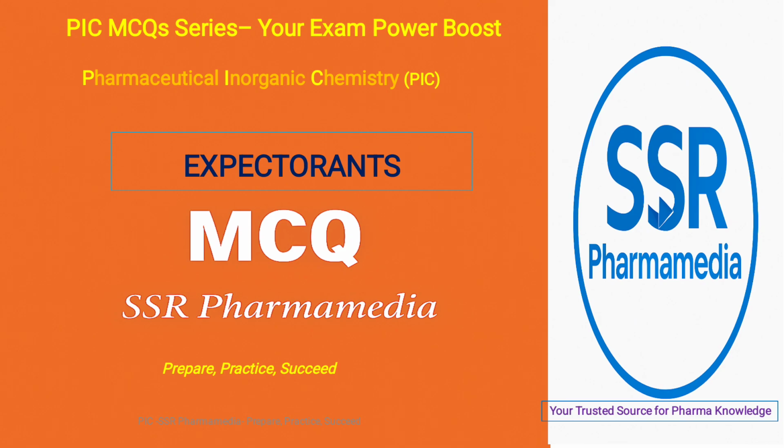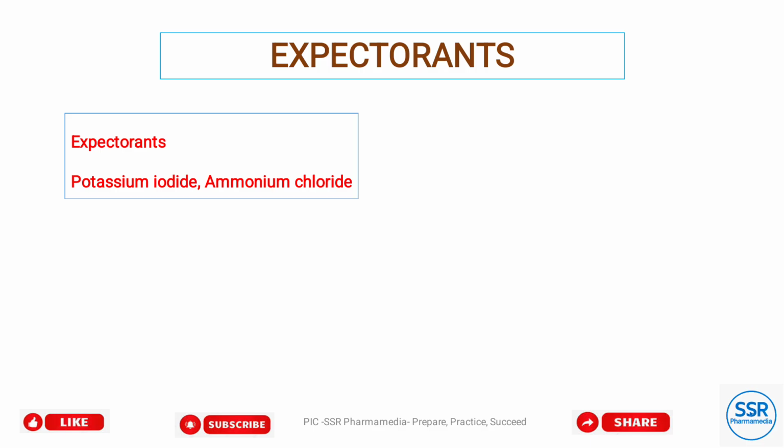Today we are going to discuss expectorants. Prepare, practice, succeed. In this topic, we are going to cover what an expectorant is and examples of expectorant compounds like potassium iodide and ammonium chloride.